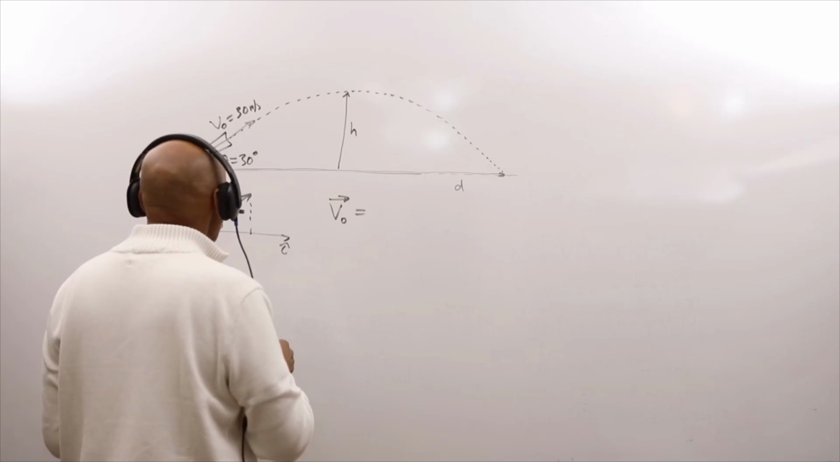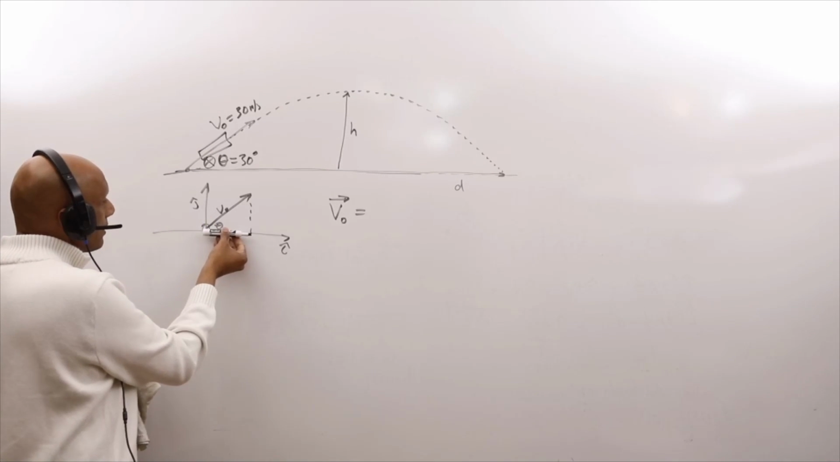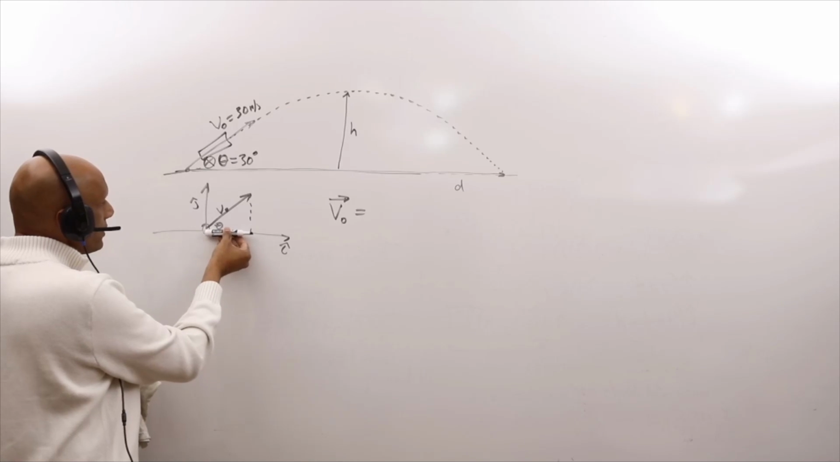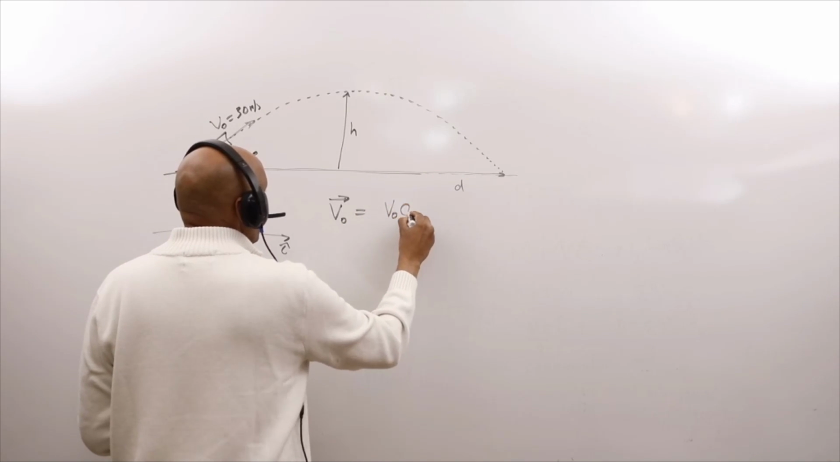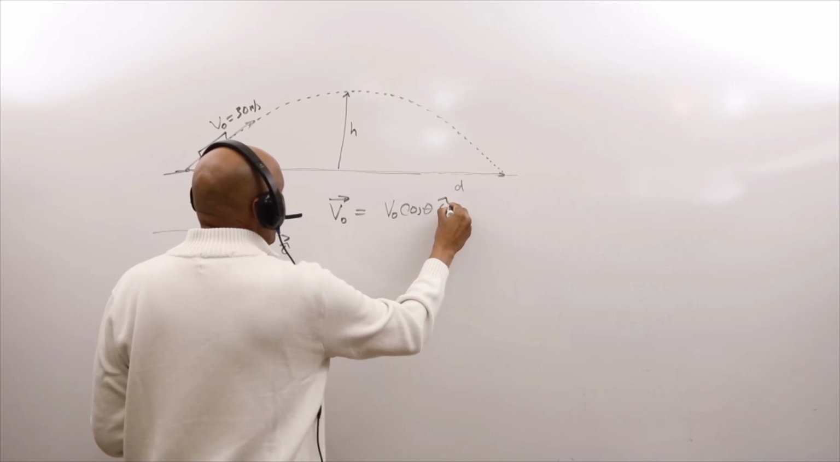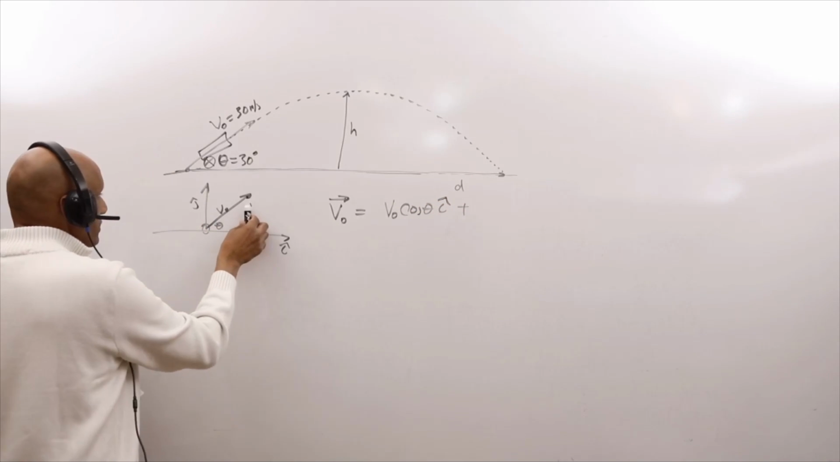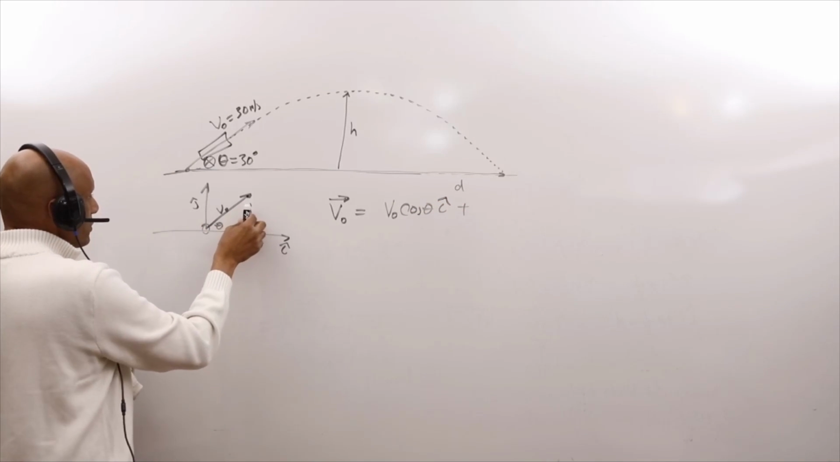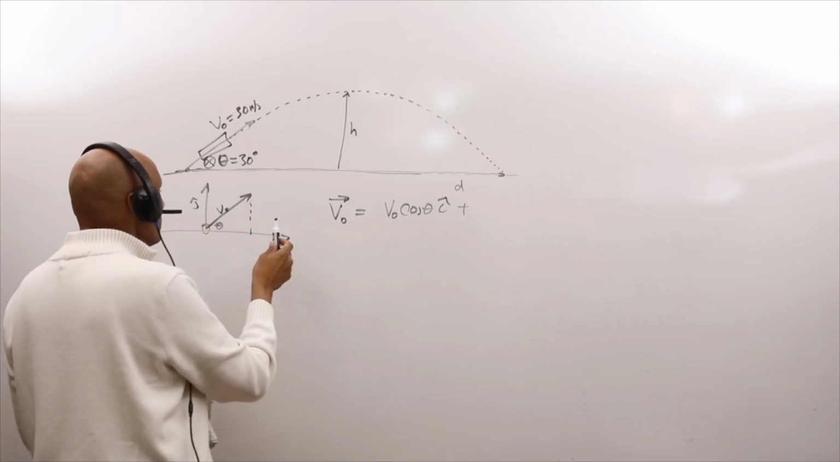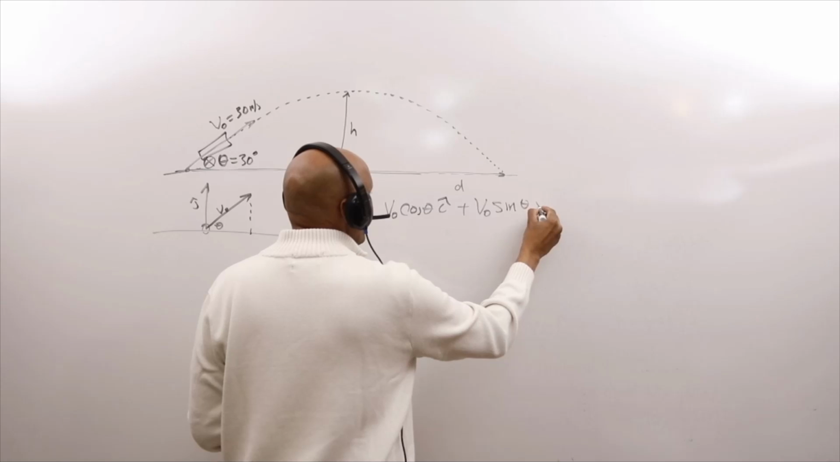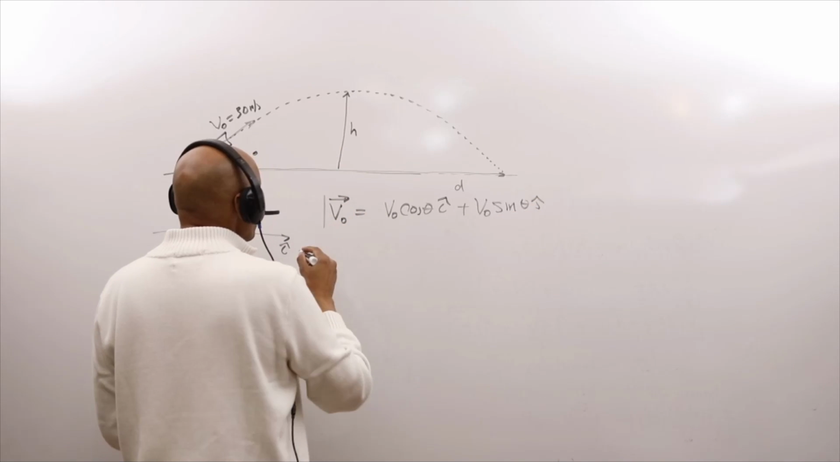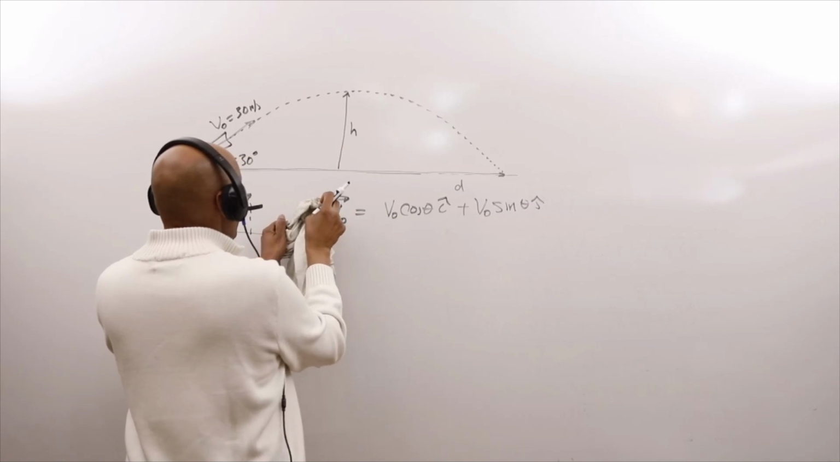So how can we do this? We need the x component, or the i direction. So this is a cosine. So I'm going to put this as V0 cosine theta i. And it's going up, so in the opposite direction. The ratio of this side to V0 is sine. So this will be V0 sine theta j. So we have the initial vector.